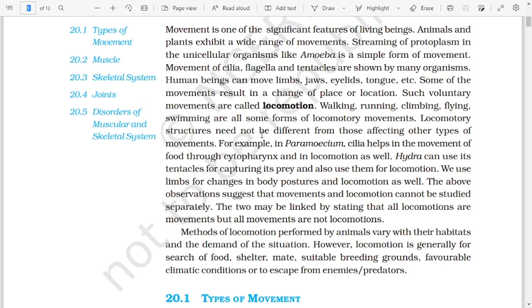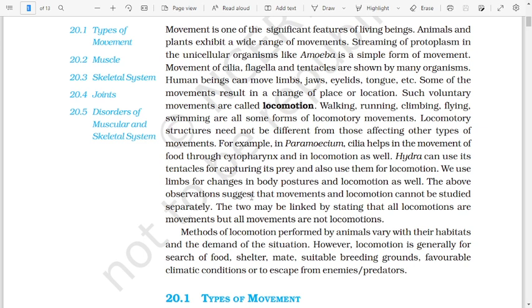Locomotory structures need not be different from those affecting other types of movement. For example, in paramecium, cilia help in the movement of the food through cytopharynx and in locomotion as well. Hydra can use its tentacles for capturing its prey and also use them for locomotion. We use limbs for changes in body postures and locomotion as well.